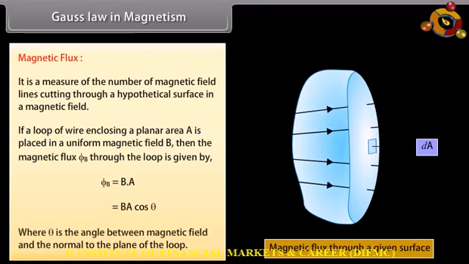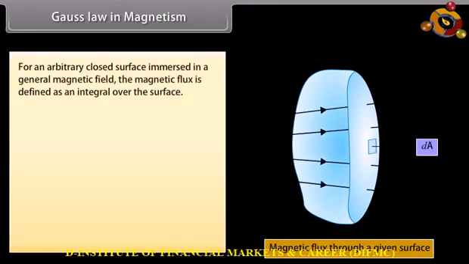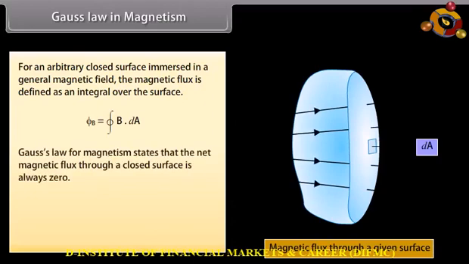where theta is the angle between the magnetic field and the normal to the plane of the loop. For an arbitrary closed surface immersed in a general magnetic field, the magnetic flux is defined as an integral over the surface. Phi B is equal to the closed integral of B dot dA. Gauss's law of magnetism states that the net magnetic flux through a closed surface is always zero. Closed integral of B dot dA is equal to 0. The SI unit of magnetic flux is Weber.